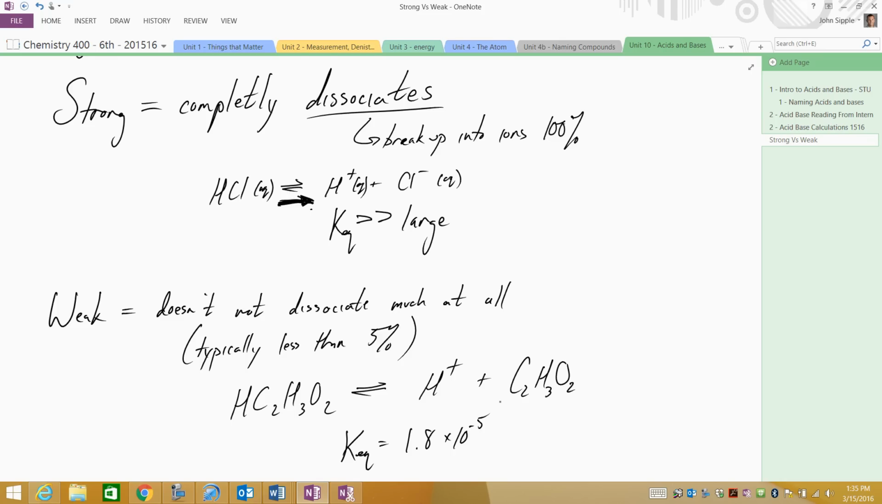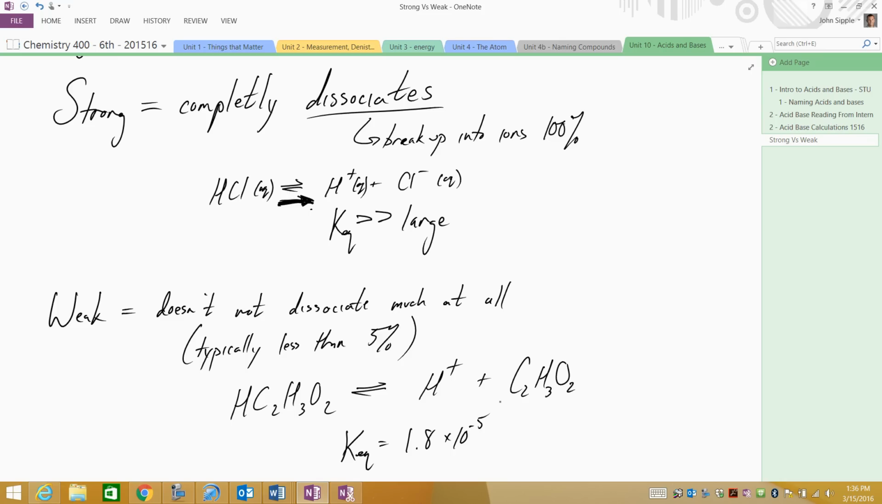But I will say this. Just because something is considered a strong acid or a weak acid doesn't necessarily mean that it's super dangerous or not dangerous. Does that make sense? Like HF, hydrofluoric acid, is considered a weak acid. However, with the right concentration, it can be very dangerous. They use that stuff to etch glass, frost on glass. You can't store it in glass bottles. It's got to be stored in plastic.